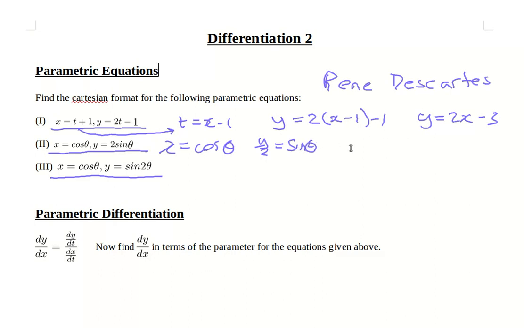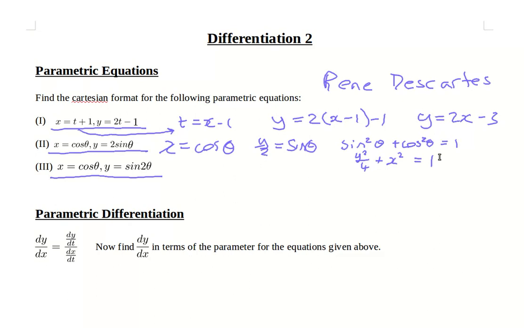Now I'm going to use this identity, sine squared theta plus cos squared theta equals 1. Then I can simply plug those two expressions in terms of x and y into that identity, giving me y squared over 4 plus x squared equals 1. Now, you can actually leave your answer like that.